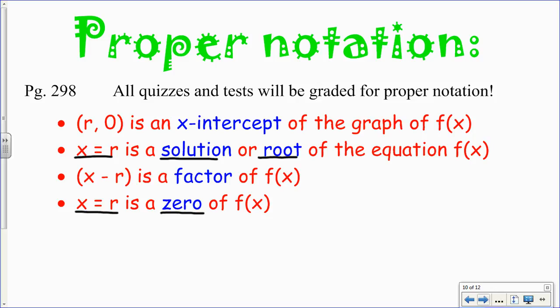Then if we write this, when we factor, x minus r is the factor. That gives us the x equals r as the zero.